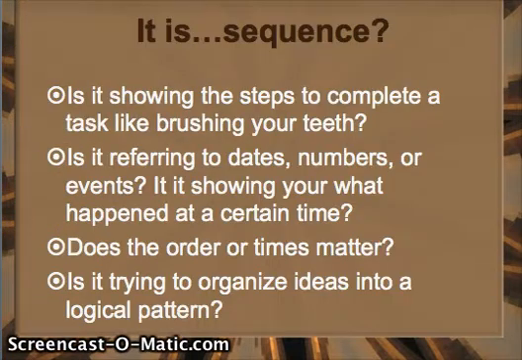So ask yourself, is the purpose of the text to show you a task like brushing your teeth and the steps that are needed to complete it? Is it referring to dates, numbers, and events? And is it showing you what happened at certain times? Does the order or time matter? Is it trying to organize ideas in a logical pattern? If it is, it's sequence.